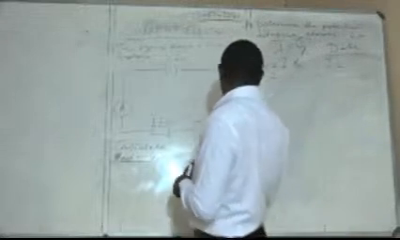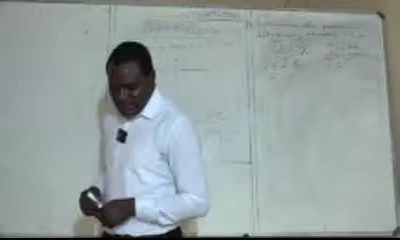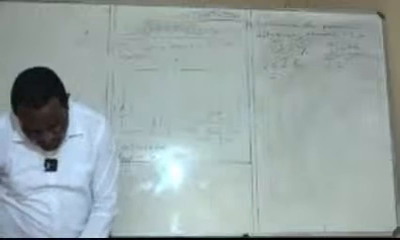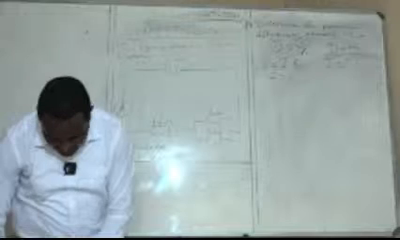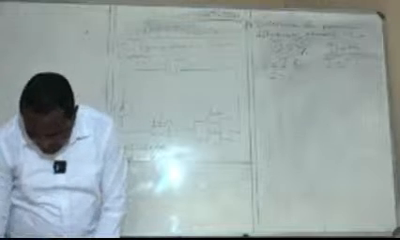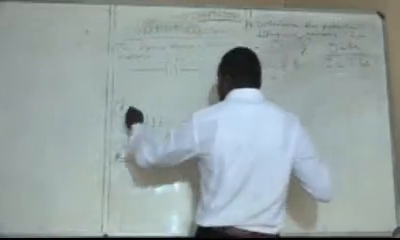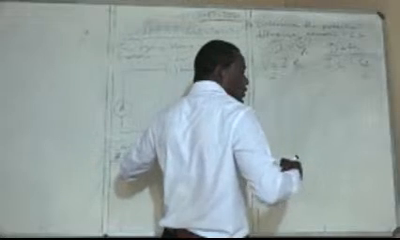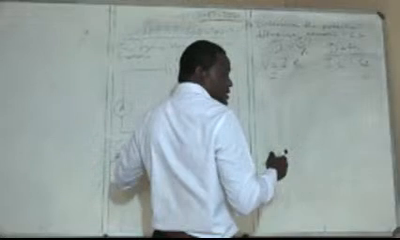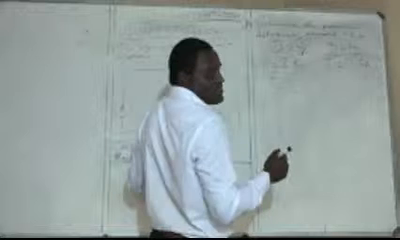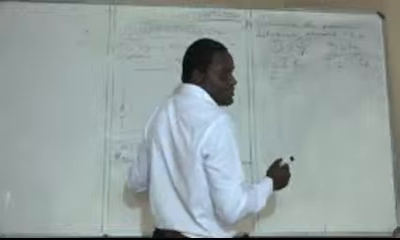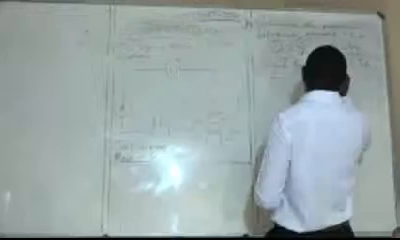What is our current in this case? Remember, earlier on we worked out the current, and the current that we found was 1.5 amps. So we use the 1.5 amps here, because that is the current that will pass through this 1.6 ohms.